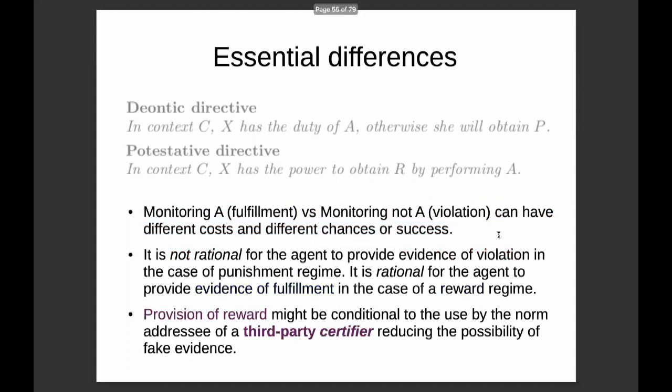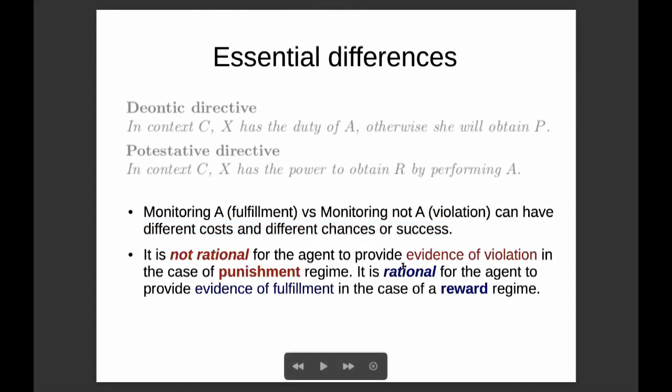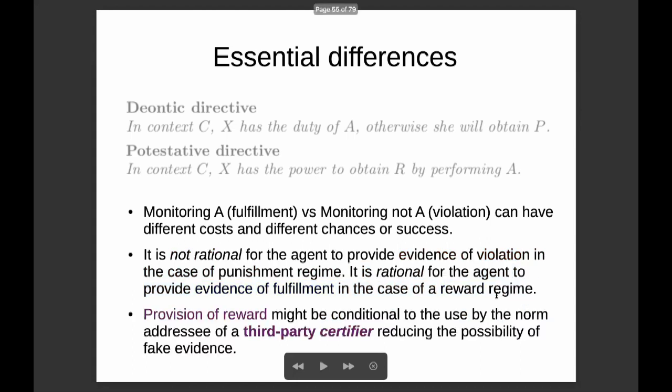We observed that it is not rational for the agent to provide evidence of violation with the risk of punishment. It is rational to provide evidence of fulfillment in case of reward. In general, the provision of reward may be conditional to the presence of a third-party certifier to improve the monitoring quality. The agent may have interest to forge the evidence to take the reward even in case of violation.